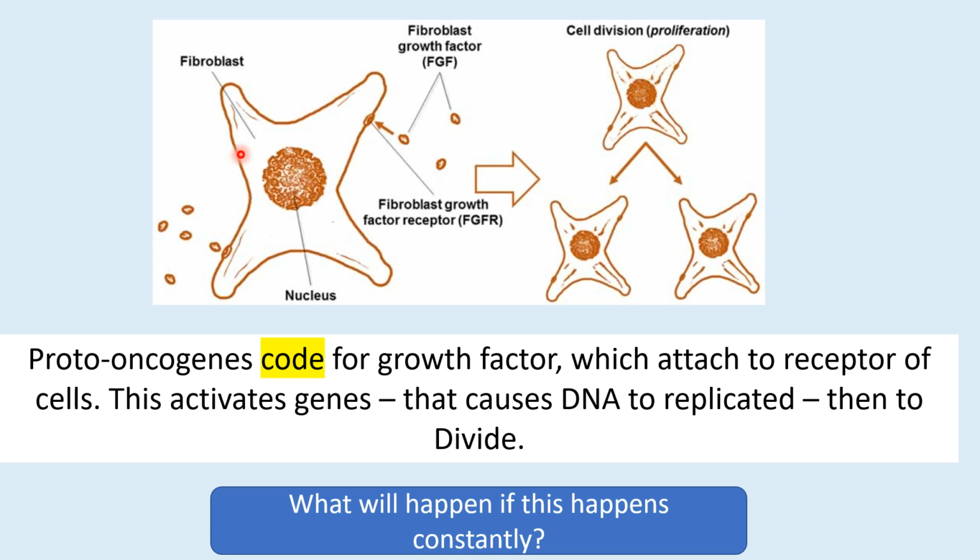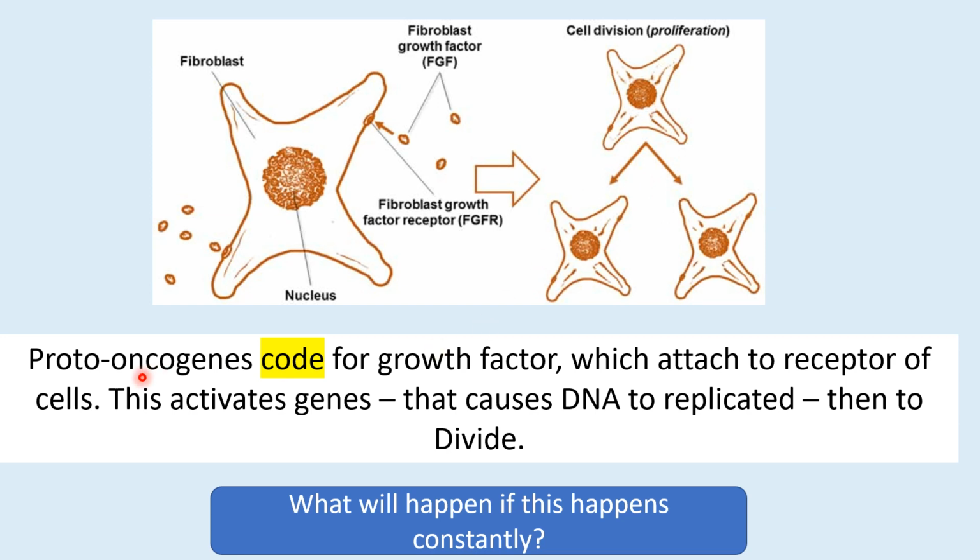So in here I'm showing you a normal cell, and this cell is called a fibroblast. Now you have these growth factors. These growth factors bind to a receptor on the cell surface membrane, and when they bind to that cell surface membrane receptor, it initiates cell division. So in here I have 2 new fibroblast cells, so it promotes cell division.